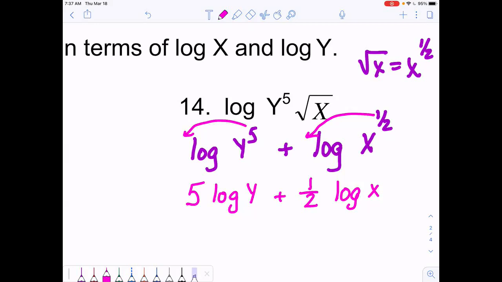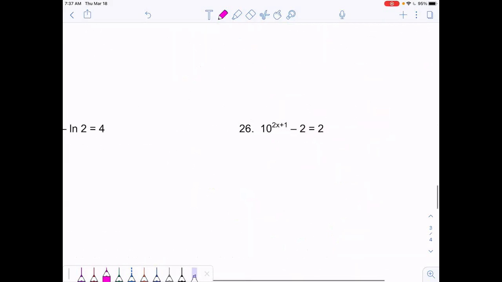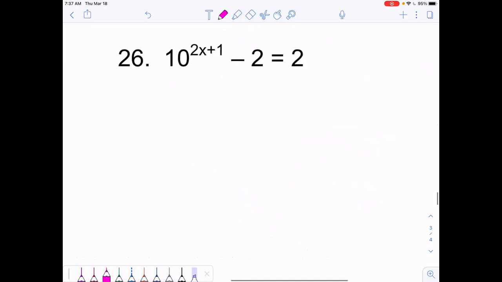So there's one other one that I wanted to look at, and it actually was the last problem. So the last problem is an exponent problem. We have 10 to the 2x plus 1 minus 2 equals 2. Colleen, what do you think you would do for number 26 to start this one? Yeah, so get the exponent part to be by itself, isolate that. And then what would you do? Right, so once the exponent is by itself, there's nothing else we can do with that exponent form.